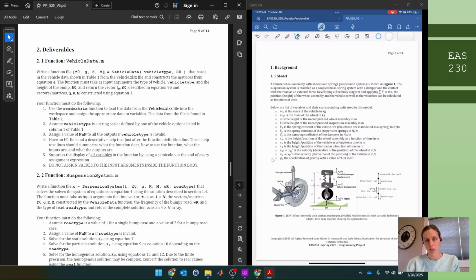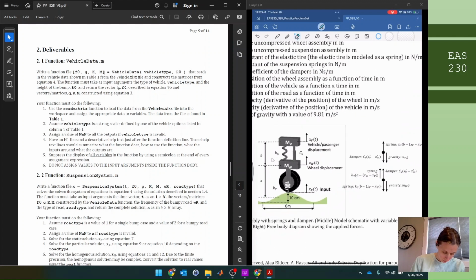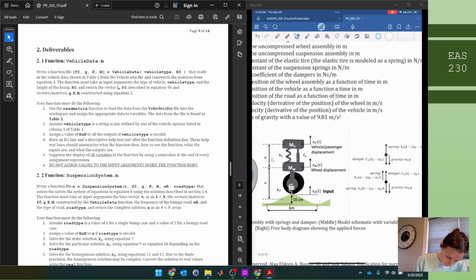Let's talk about the project. So the project is based on this idea that we have a wheel attached to a car. And that wheel is modeled as a free body diagram. Down here, you can see here's the vehicle.